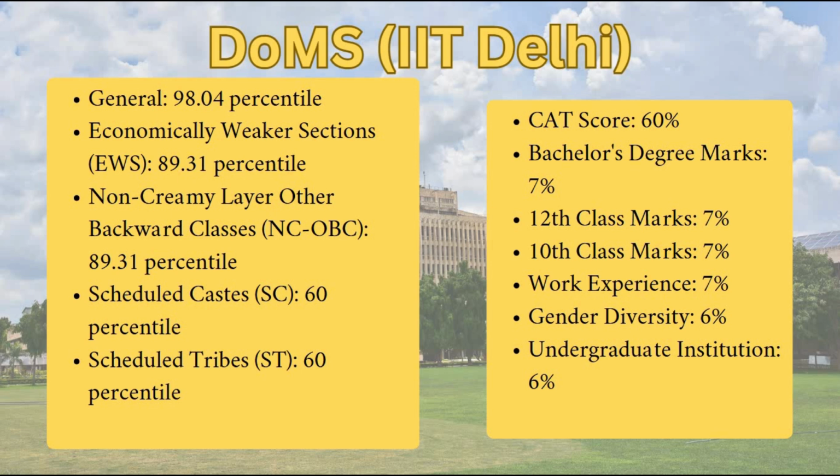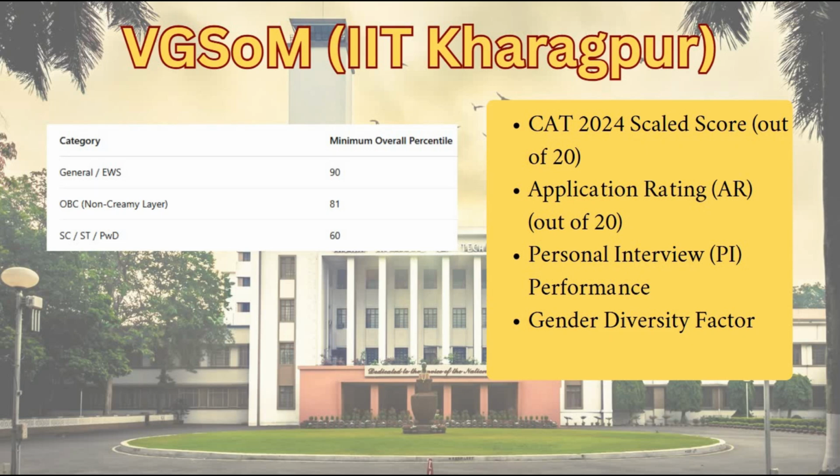Talking about the selection process and weightage, 60% of the weightage is given to CAT score, 7% each to 12th marks, 10th marks, work experience and graduation marks, 6% is given to the female candidates for gender diversity. And if your undergraduate institution is among the top premier colleges of our country, then you get extra 6 points, right? Next college in this list is VGSOM, IIT Kharagpur, right?